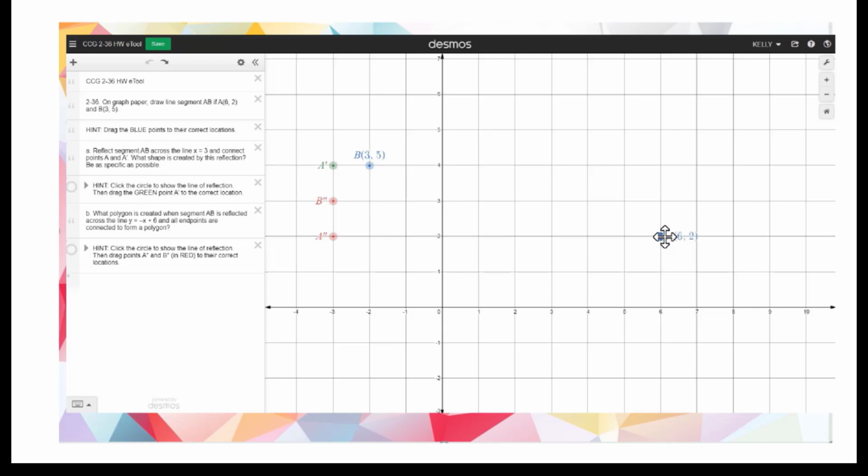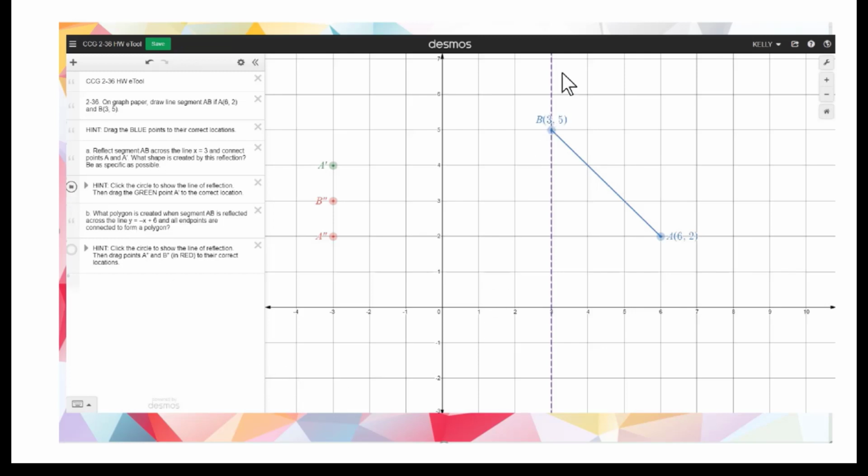So we're at 6, 2. Very good. Then we're going to take B and we're going to go to 3, 5, and then it gives us our segment. Now it's asking us to reflect AB across the line x equals 3 and then connect points A and A prime. What shape is created by this reflection to be as specific as possible? Well, it also gives you this little hint here.